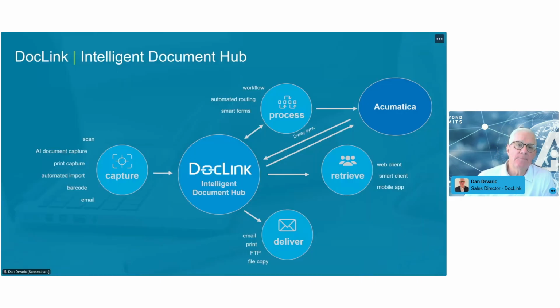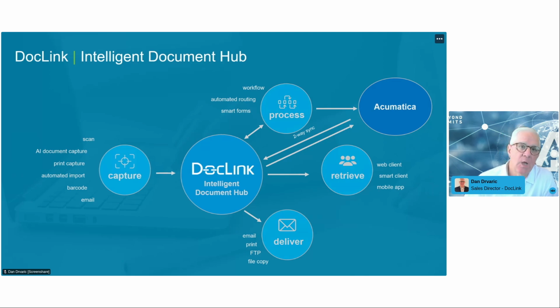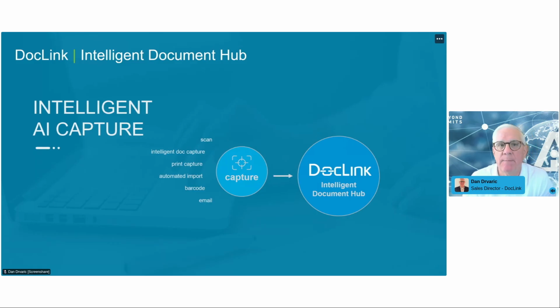So with DocLink, we have an intelligent document hub that allows you to much more easily share and access information and share documents so that people can work much more efficiently. Your processes are greatly streamlined, and the productivity of the whole company is greatly improved. Going to take you through the whole process through the rest of this presentation. We want to start with capturing documents and bringing them into the DocLink Intelligent Document Hub.